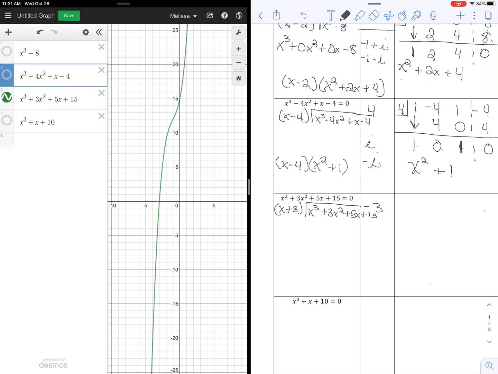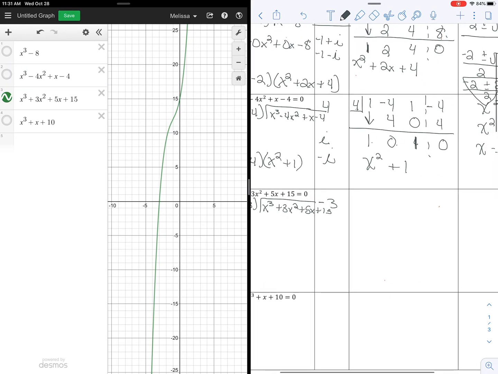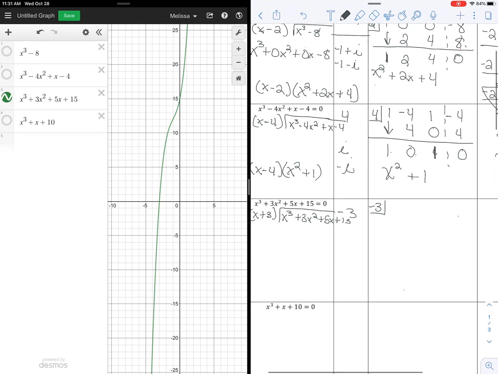I forgot to say, we can write this as x minus 4 times x squared plus 1. Okay, so let's find our other factor. We're going to start with negative 3. We're going to write our coefficients, 1, 3, 5, 15. The 1 comes down. This should be 0 if I've done it correctly.